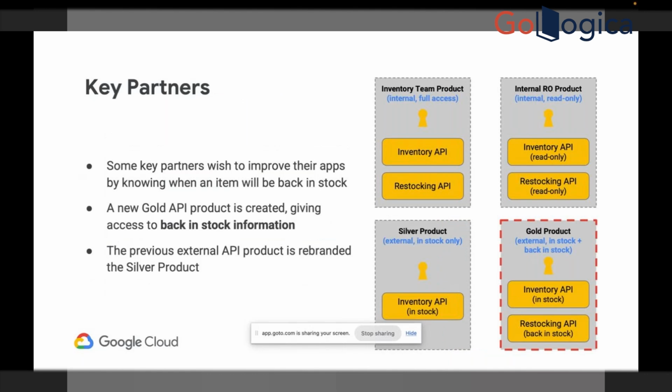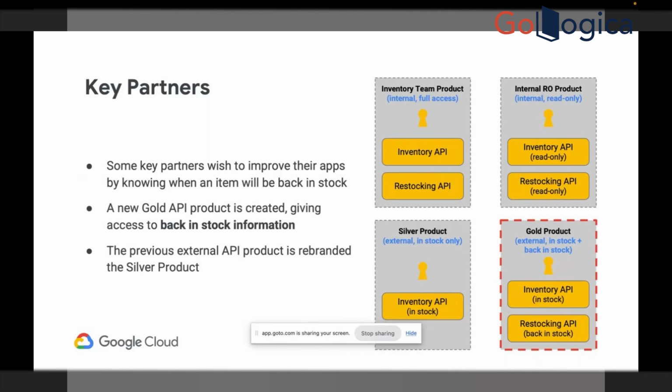Now another use case can be a partner. So there can be partners. The partner wants to improve their applications by knowing if an item is in the stock or not. So first they can make a call to do the stock check, if the item is in the stock or not.